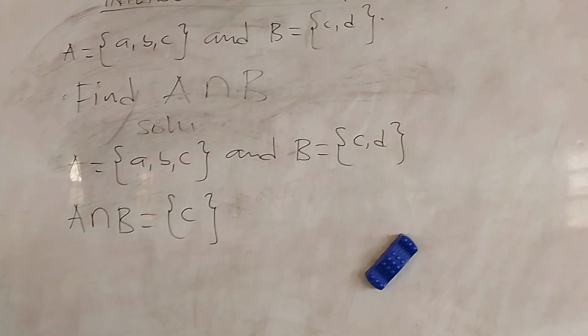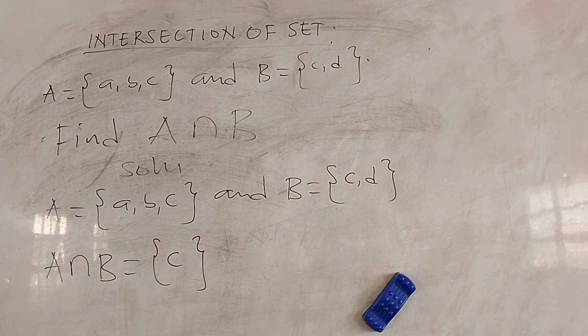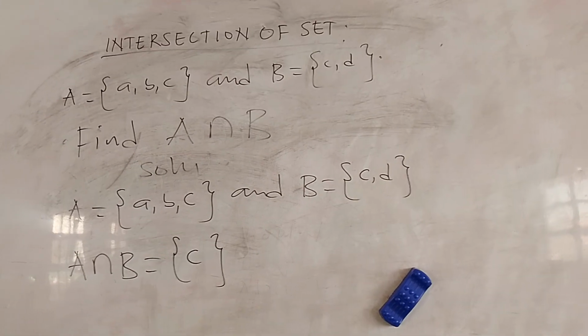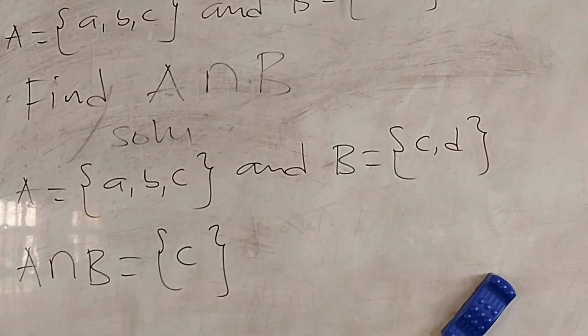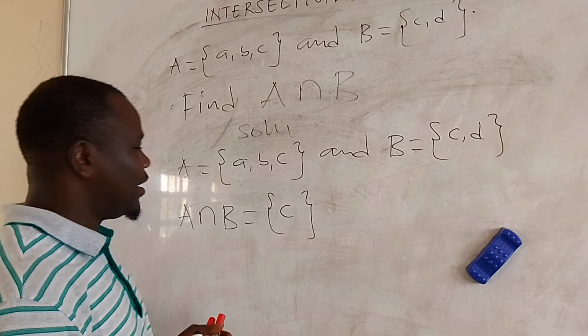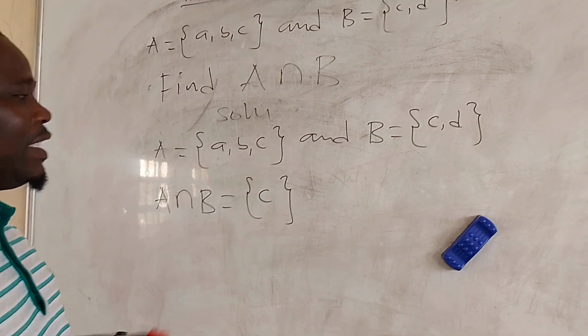Like the example I gave first. When two people are dating a particular girl, you notice that the girl is common among them. So the intersection of the two guys is that girl.